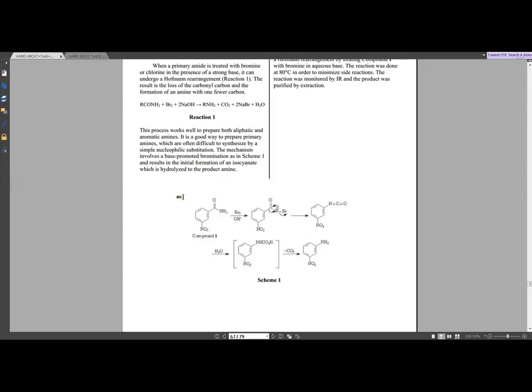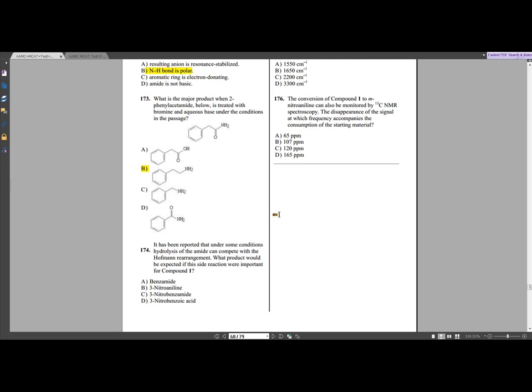And there's the reaction right here. So you add the bromine and the hydroxyl. It looks like it does brominate the nitrogen. And basically the nitrogen just falls off. Okay, so maybe I did do it right.